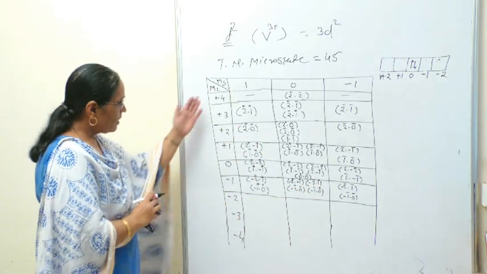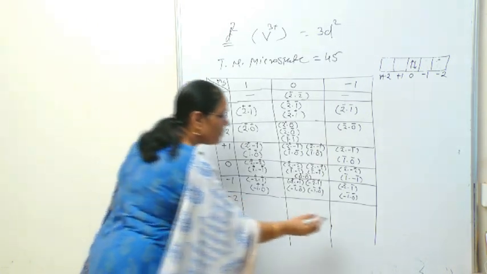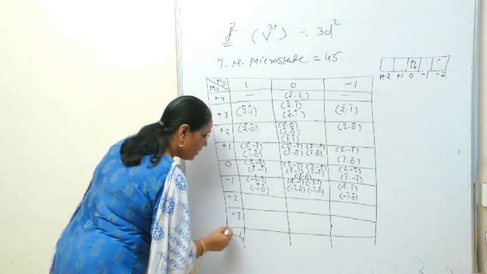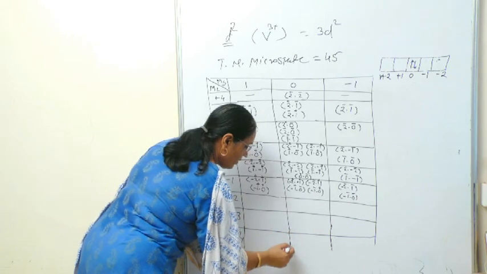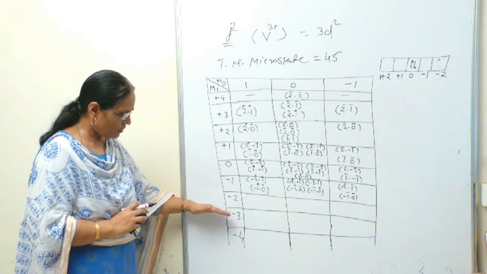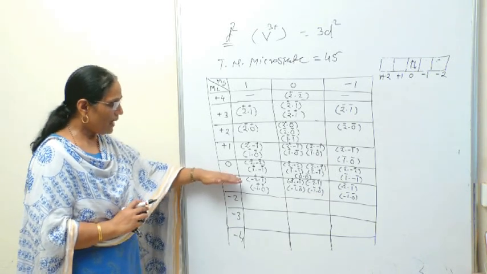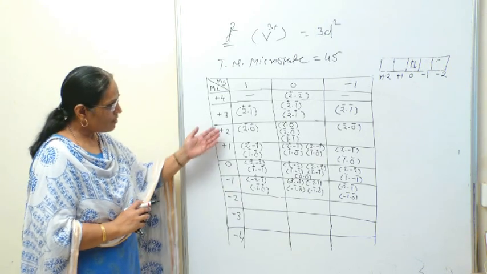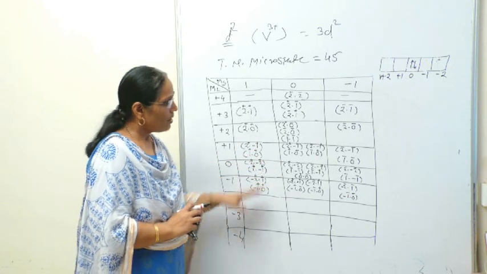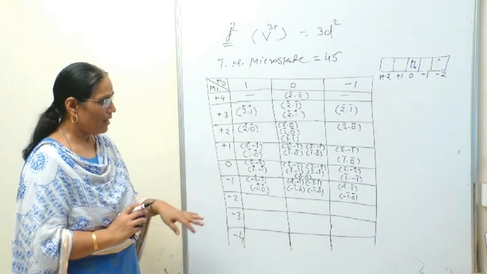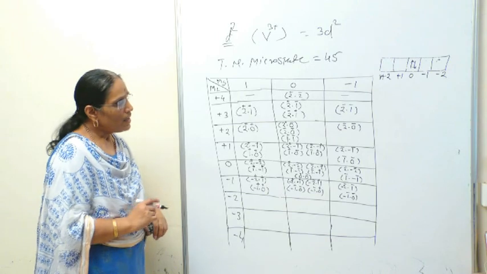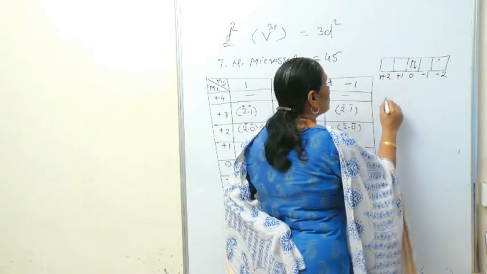In this way, for the remaining ml values also you may prepare the microstate table and complete it. Actually, it is not necessary to write down the microstates for minus 2, minus 3, minus 4 once you get the microstates up to 0, because only the ml signs and ms signs will change, otherwise the total values will remain the same. So this is about the 45 microstates. Next we will see the nomenclature of microstates.